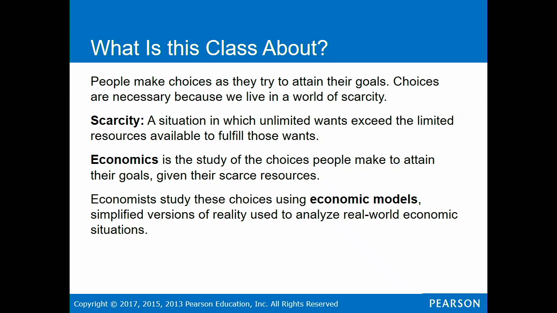But the way a lot of Econ 101 classes and a lot of Econ 102 classes are taught is you get a lot of math, and you're told to solve these problems. It's sort of applied math to try to estimate what firms are going to do, or how many consumers are going to want to buy something, what the price should be, things like that. In this class, we're taking a slightly different approach to it. We're going to look at how people make choices as they try to attain their goals.